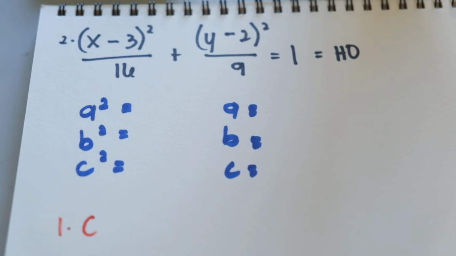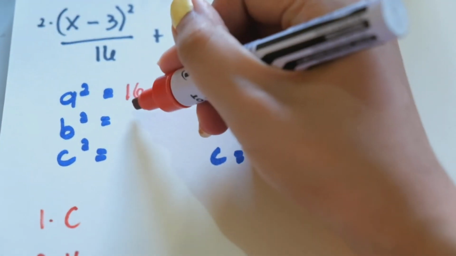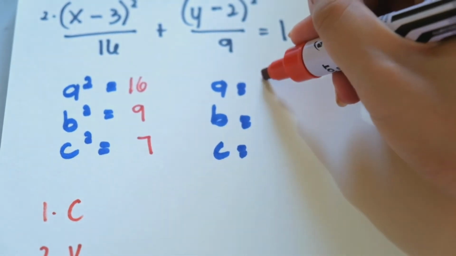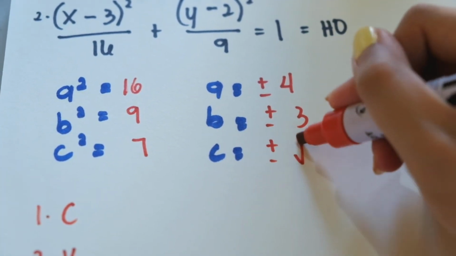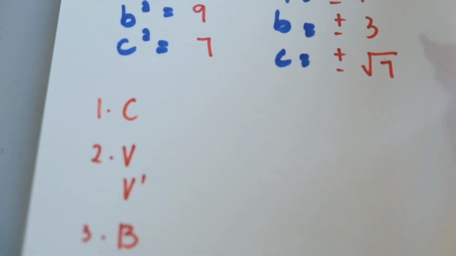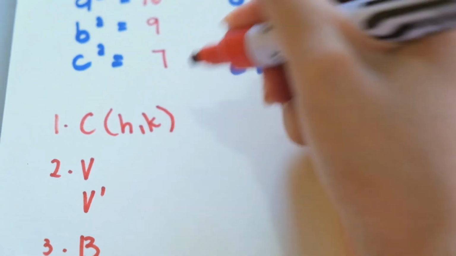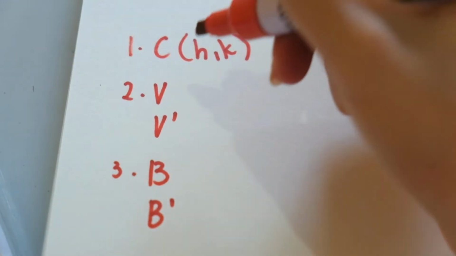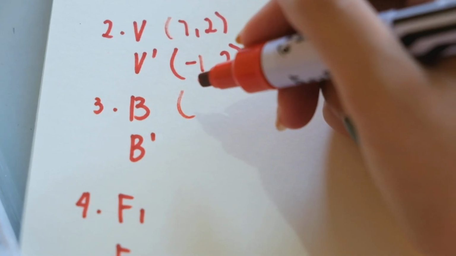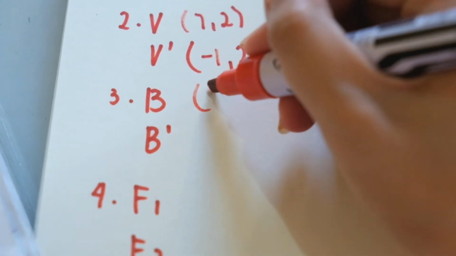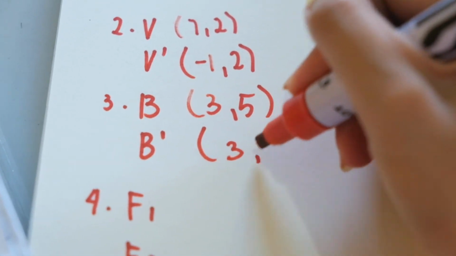The second example, we have (x minus 3) squared over 16 plus (y minus 2) squared over 9 equals 1, which is horizontally oriented. Just like the first example, we have to first find the a squared, b squared, c squared, and the square root of it for the a, b, and c. The center is at 3, 2, vertices 7, 2, and negative 1, 2.